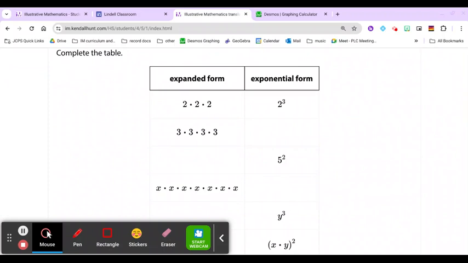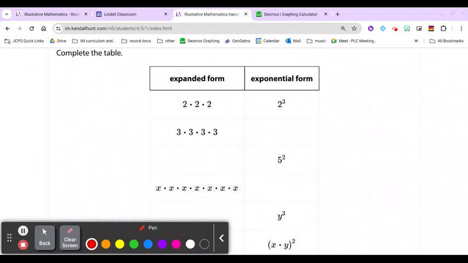So now let's really quickly complete this table where we go from exponential form to expanded form and vice versa. If we have 3 times 3 times 3 times 3, my base is 3. It is being repeatedly multiplied 4 times. 5 to the 2nd power means 5 times 5. 5 multiplied 2 times.